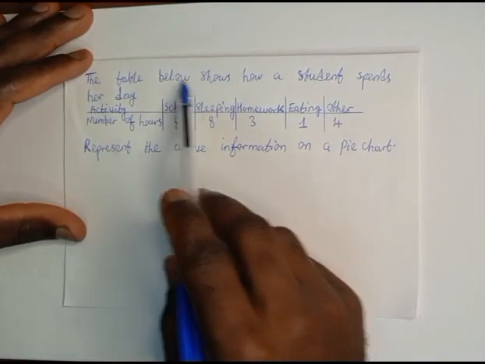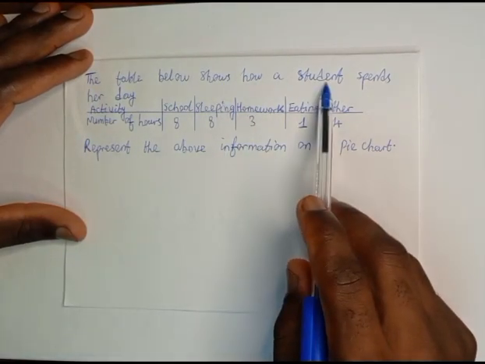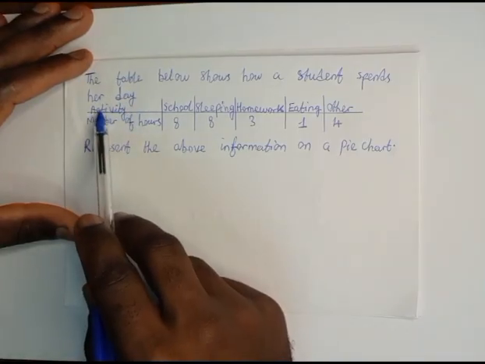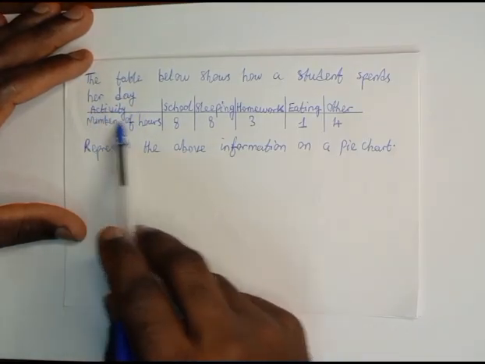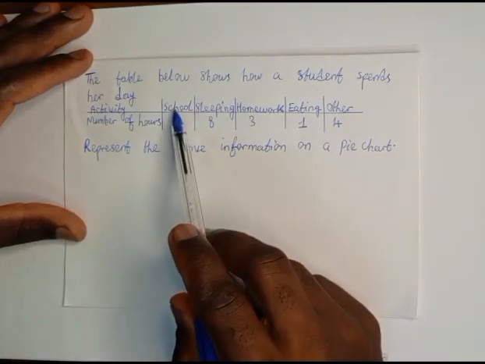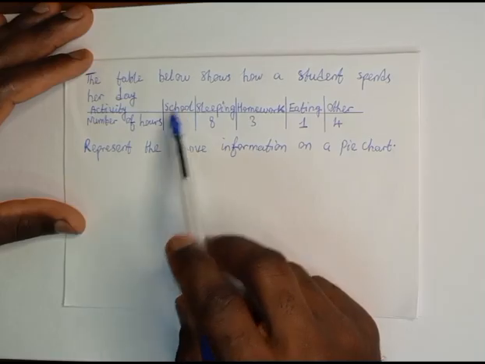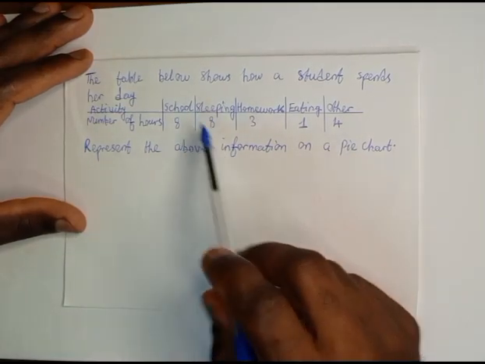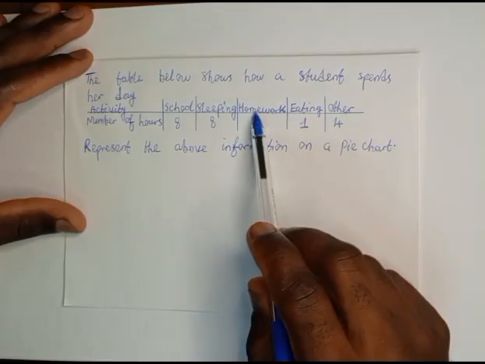The table below shows how a student spends her day. For the first row, we have the activity. The second row, we have the number of hours spent on the activity. For the first one, we have school. She spends 8 hours. The next, sleeping. She spends 8 hours. The next, homework.